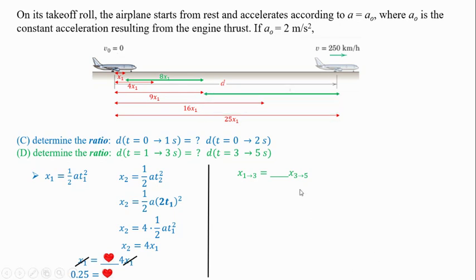Now on the right side, it says from 3 to 5. If I look at the diagram, from 0 to 5 is a distance of 25x1. But then from 0 to 3 is a distance of 9x1. Here's my green arrow, or the rest of the length. What does that have to be to equal 25x? In this case, you can use common sense. You can say 9x1 plus 16x1 would give you the entire length from 0 to 5 seconds. Or you can simply take 25x1 minus 9x1, which will give you a length of 16x1.